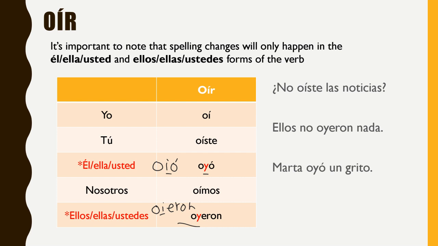No oíste las noticias. You didn't hear the news. Ellos no oyeron nada. And Marta oyó un grito. So Marta heard a scream. That's all I have for you. They really are simple. There's only 3 of them, and you just have to remember that slight change from an I to a Y in 2 of the forms for all of these. So they're at least consistent, even though they are irregular.